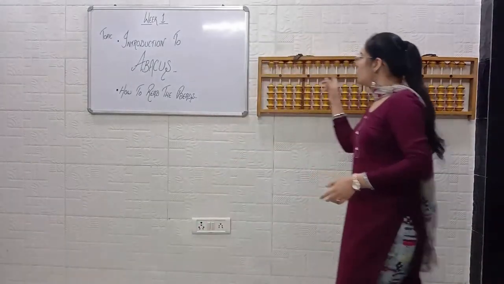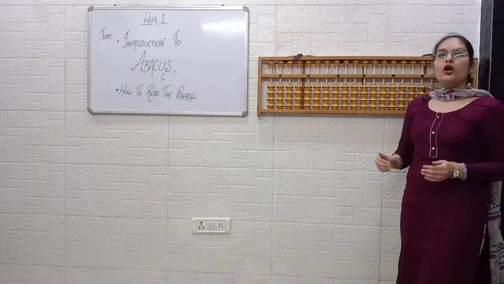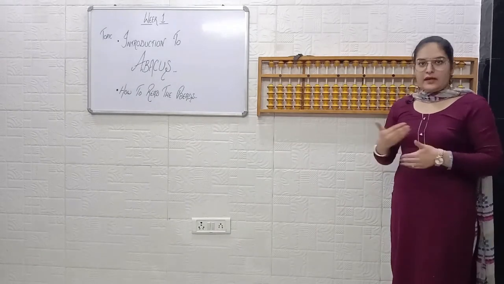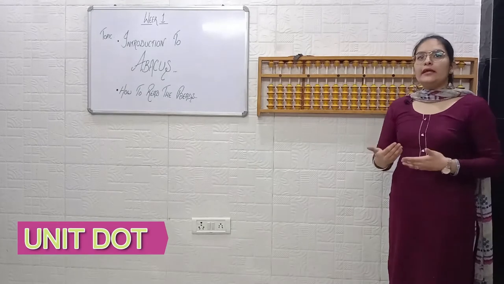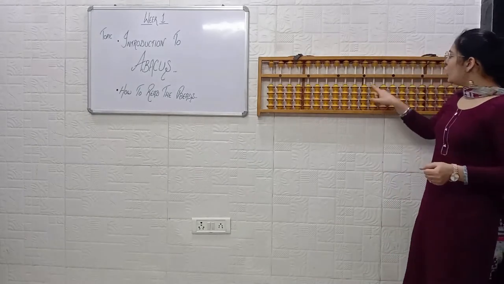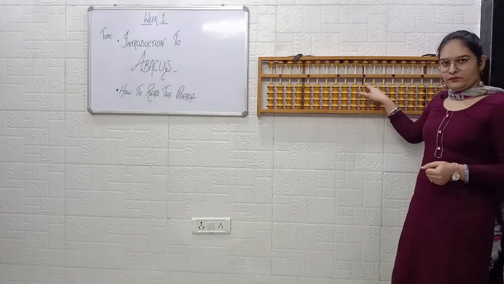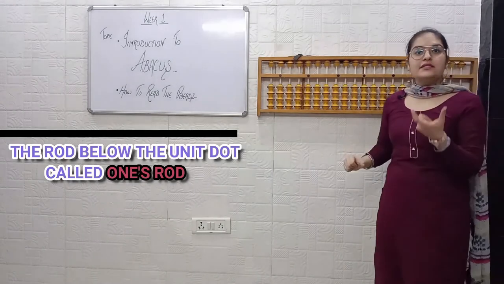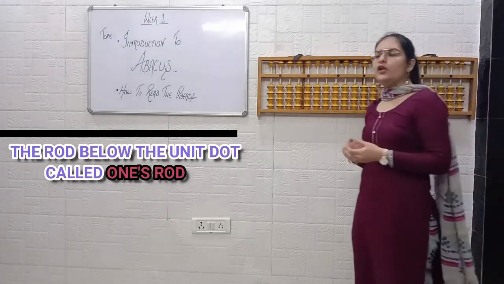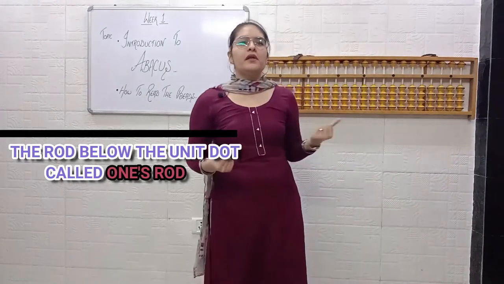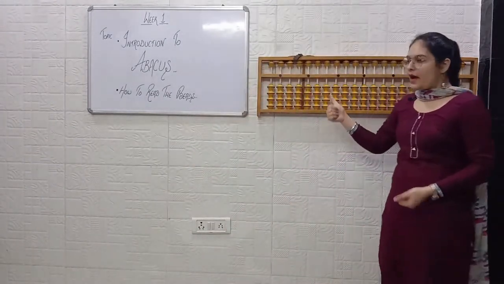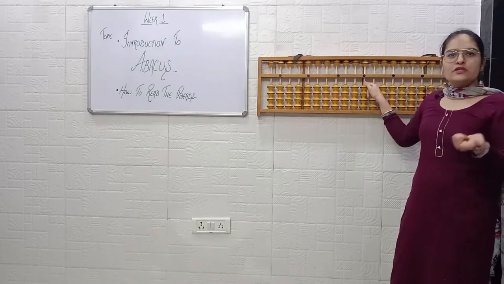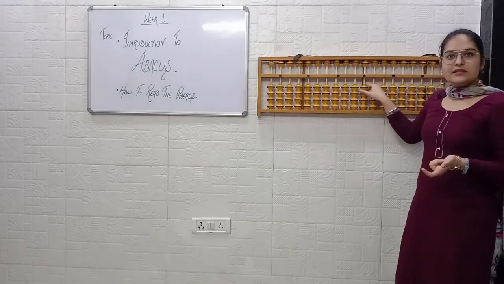Now next. Now you can see this dot, right? We call it unit dot. What do we call it? Unit dot. Again, unit dot. One more time. Unit dot. Perfect. Now you can see the rod below it. We have different rods, right? The rod below the unit dot is ones rod. You have learned place value in your school, right? So in this way, we will be learning ones, tens, hundred on this abacus. In school you say ones place, so here it's ones rod.